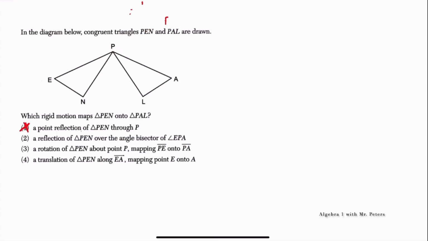When we look at answer choice number 2, it says a reflection of PEN over the angle bisector EPA. So we know we're going to cut this in half right here. This is the bisector. And then when we do a reflection, we have to understand that point E is going to flip over this line and now land on point A. And point N is going to flip over and land on point L.